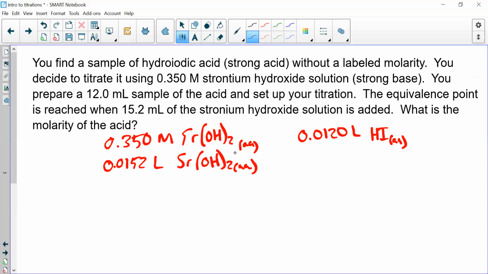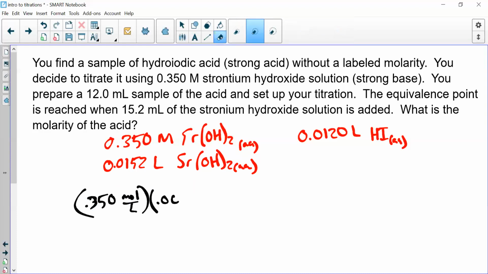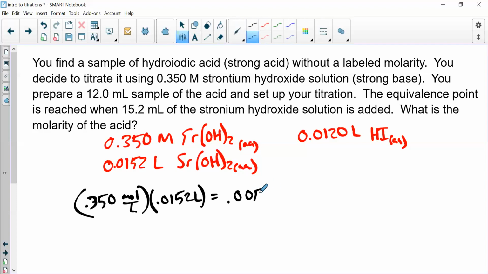Here we go. So I know two things about the strontium hydroxide, so I'm going to start there. I know molarity and liters. I'm going to multiply those together to find moles. So 0.350 moles per liter, that's molarity, times 0.0152 liters gives me 0.00532. Come on. Oh, come on. I'm rushing now and it's making it worse. 0.00532 moles of strontium hydroxide.